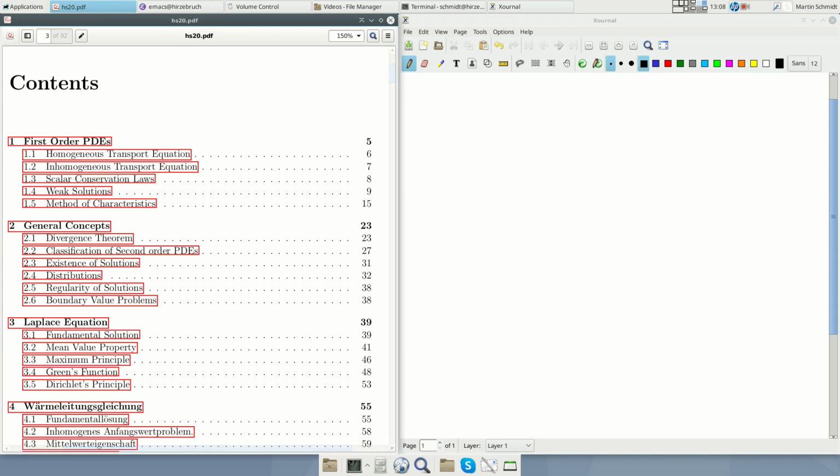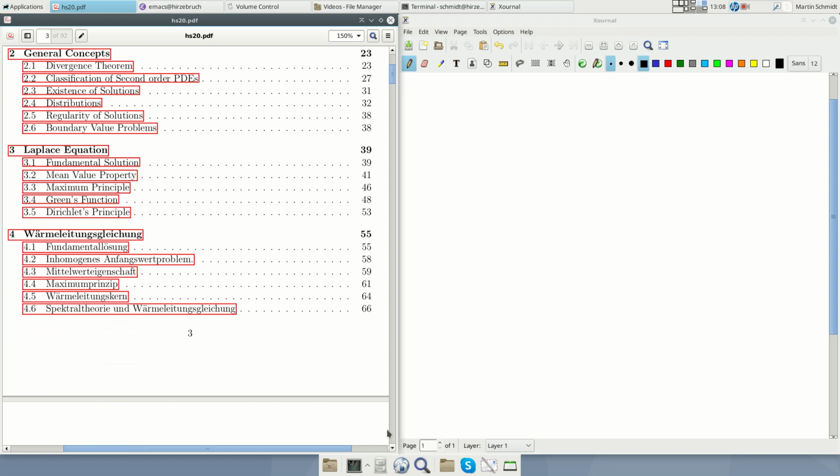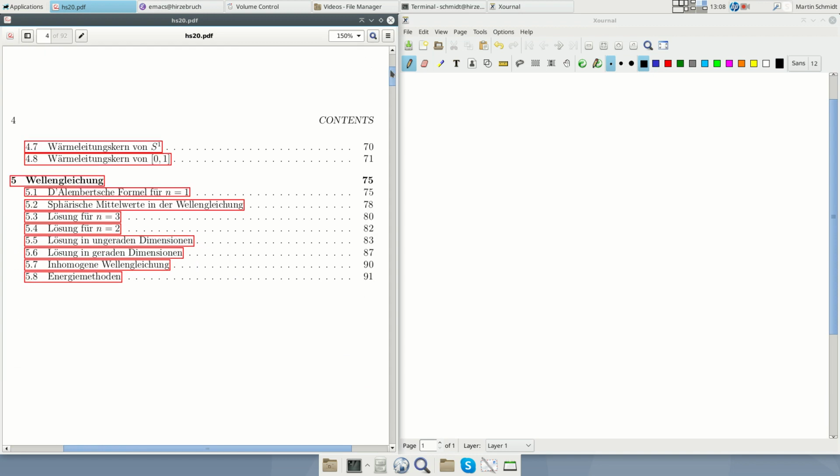This first chapter should be a motivation for general concepts which we then introduce in the second chapter. And the second chapter should itself be considered as a preparation for the final 3 chapters. Because after the second chapter we consider the main 3 examples of second order PDEs. And these main 3 examples are the Laplace equation, the heat equation, and the wave equation in chapter 5.